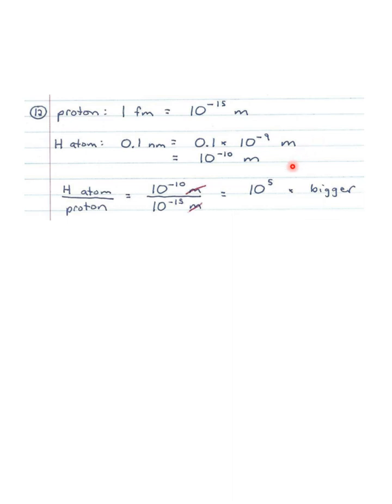Now, when the question asks how many times bigger, it's asking for a ratio. So we're going to put the diameter of a hydrogen atom over the diameter of a proton and find what that ratio is. We know the hydrogen atom is 10 to the negative 10 meters. We know the proton is 10 to the negative 15 meters. And so we get a ratio of 10 to the 5th, which means the hydrogen atom is 100,000 times larger in diameter than the proton.